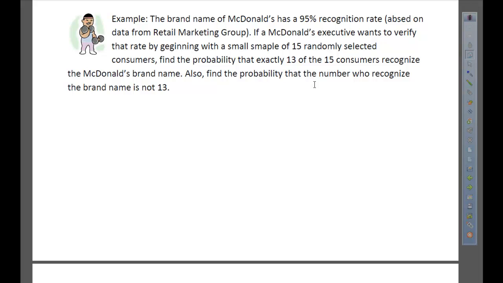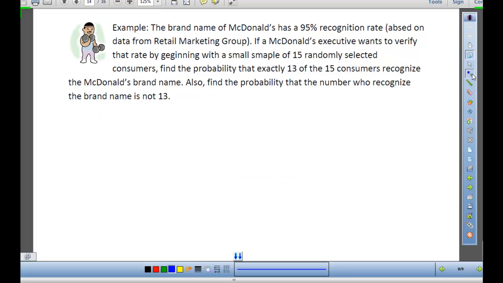Okay, the probability of success is the same from trial to trial, 95%, and they're independent. If the people are randomly selected, whether or not one person recognizes the brand does not affect the probability that the next person recognizes the brand.